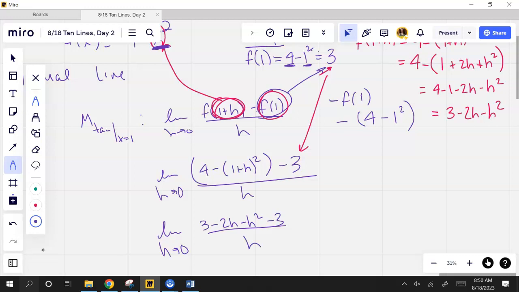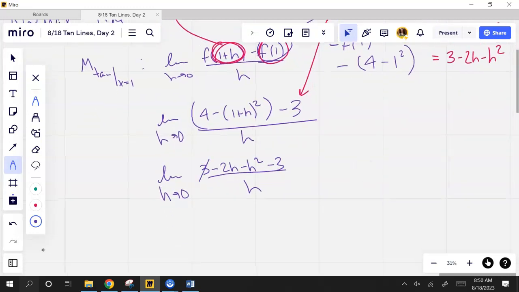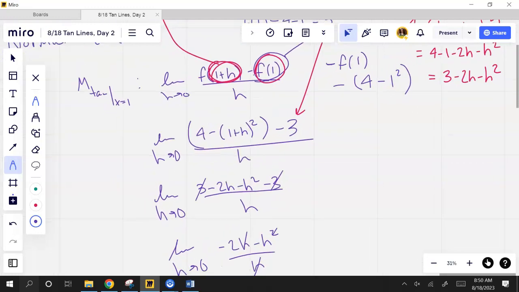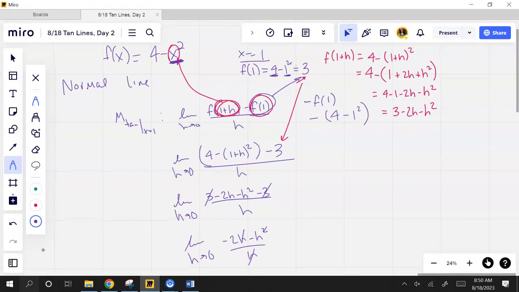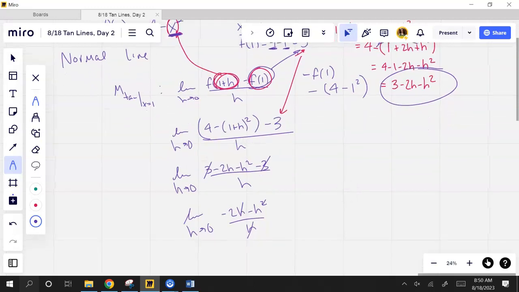Now that brings me here. 3's are gone. Negative 2h minus h squared over h. Take out an h. When I came over here and did f of 1 plus h, this minus has to go through to everything. So now I have negative 2 minus h, and now I can plug 0 in for h.